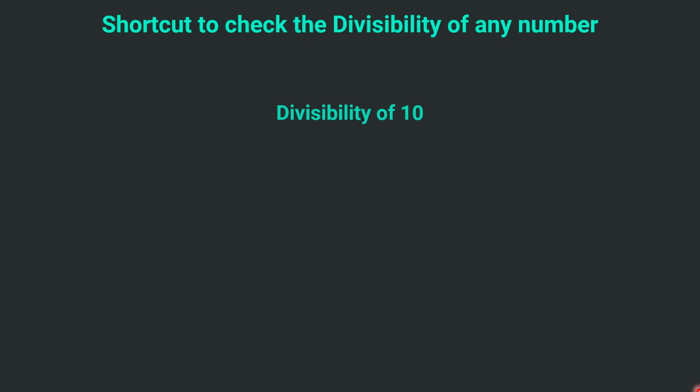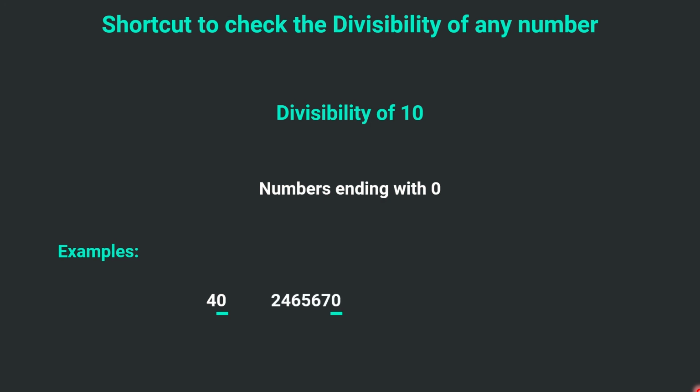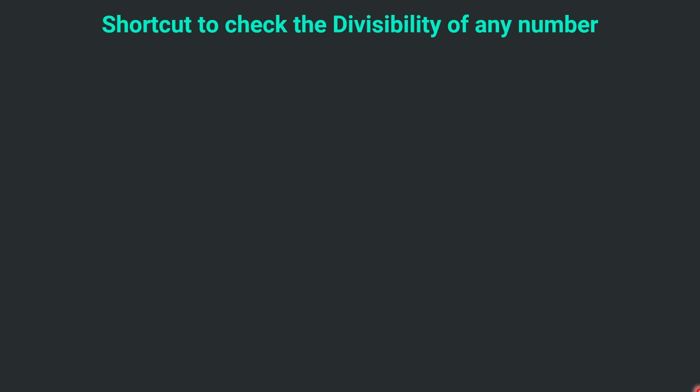Now the divisibility of 10 is an easy one. The numbers ending with 0 are divisible by 10. That means 40 ending with 0, this number ending with again 0, and this complicated number ending with 0 will be divisible by 10. Now the divisibility of 11 is again an interesting one.